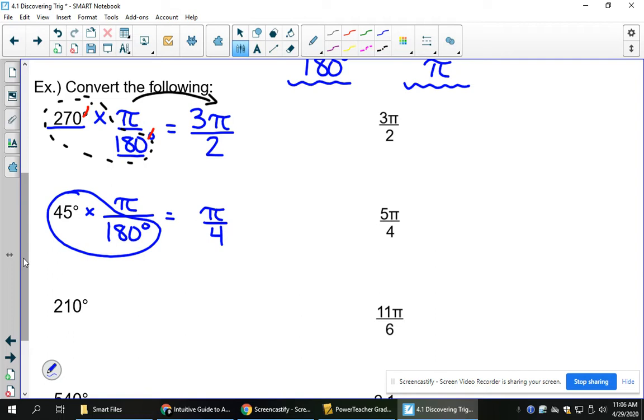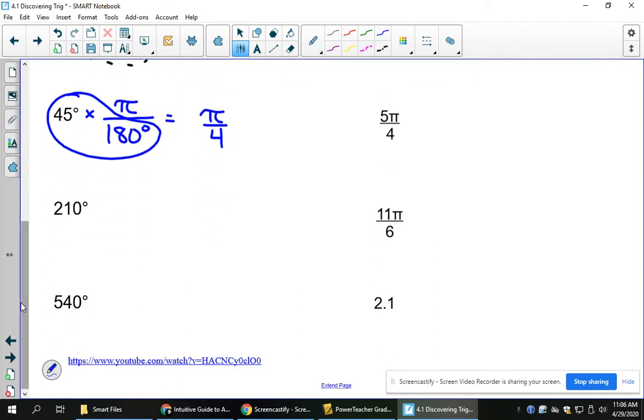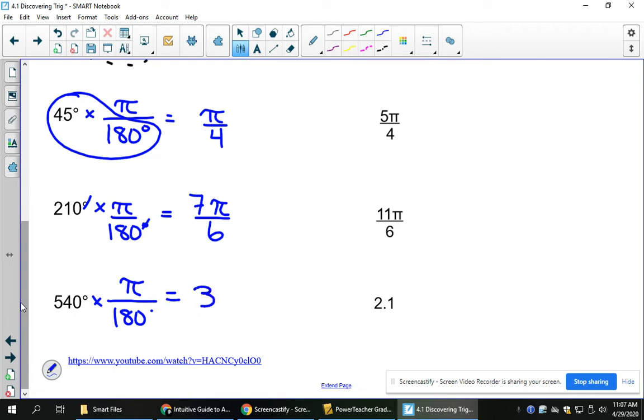Pause the video and try the next two. I'm putting pi on top because I want to be in radians. I want my units to cancel. 210 divided by 180, math frac in my calculator, gives me 7/6, and I just pull the pi through. 540 divided by 180, math frac is going to actually give me whole number 3. So 540 degrees is the same as 3 pi radians.